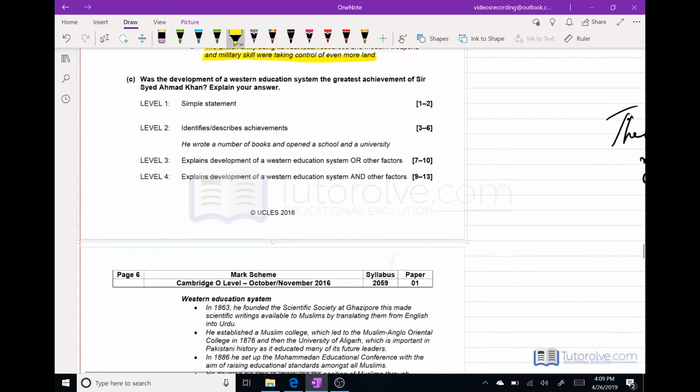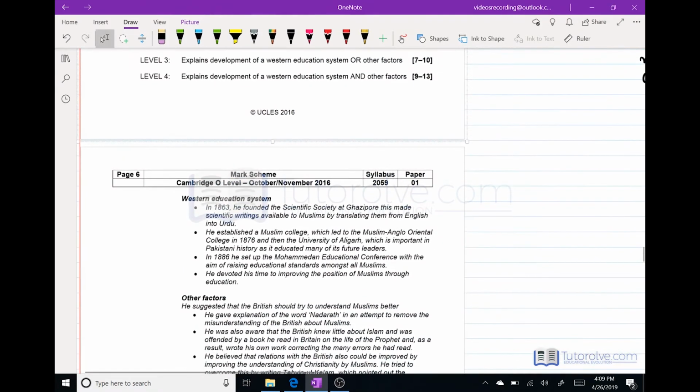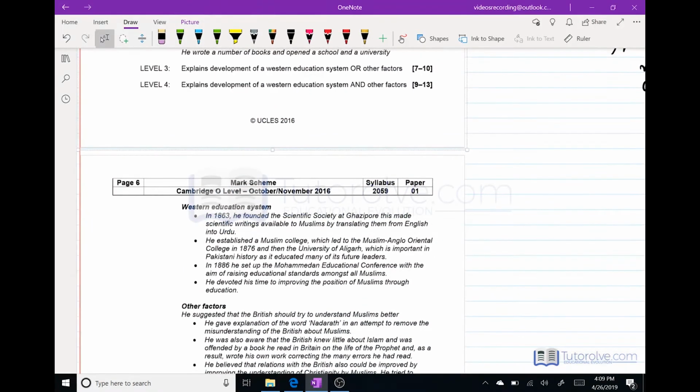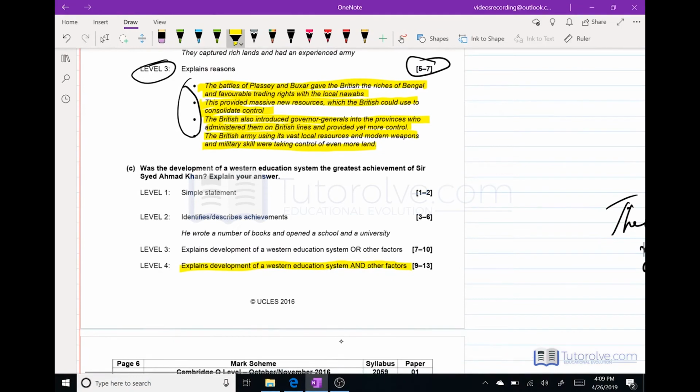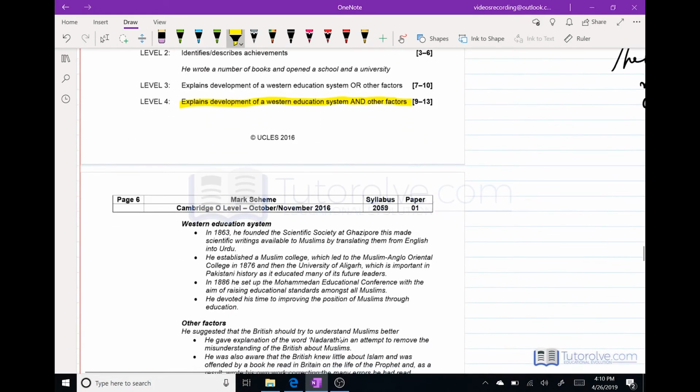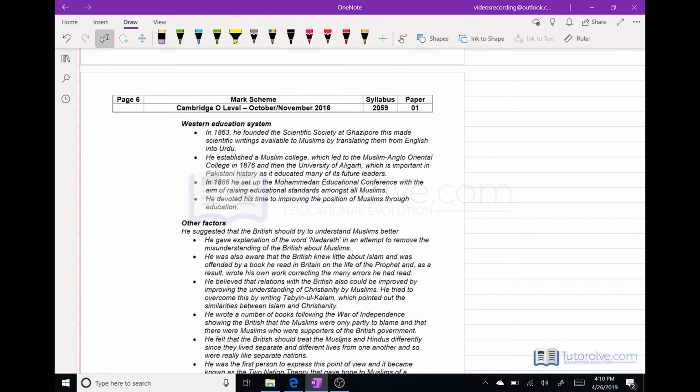So, for instance, you have to make sure that there is an explanation and development of the question, the statement of the question, that yes, the Western education system was one of the major reasons, but there were also other factors that mitigated the factors, as Sayyid Ahmad Khan had done a lot more for the Muslims.